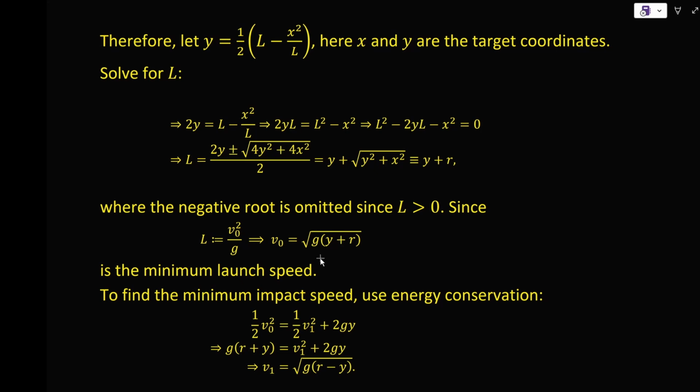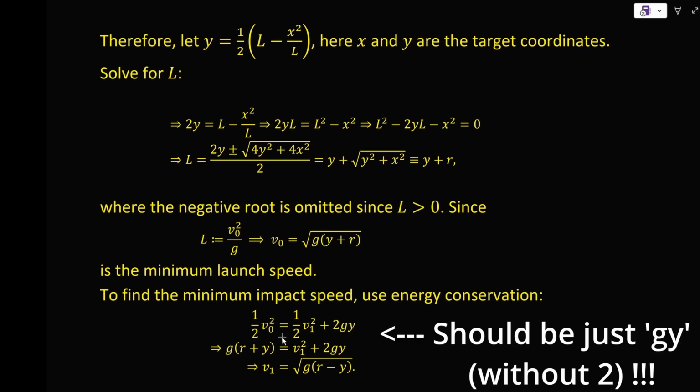And this is exactly the minimum launch speed. We can then use the energy conservation to find the minimum impact speed. Because 1/2 v0 squared equals 1/2 v1 squared plus 2gy. We substitute the expression for v0 that we just obtained, and we get v1 equals the square root of g times (r minus y).